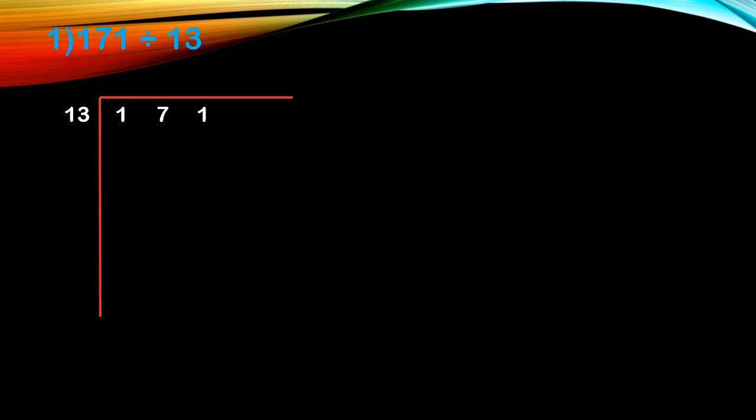First we have to consider the first digit, that is 1. 13 doesn't go into 1, isn't it? So we have to put 0 in the quotient. Then we have to consider the next digit, that is 7. So we have to consider 17. How many times does 13 go into 17? We have to find out how many times 13 goes into 17.